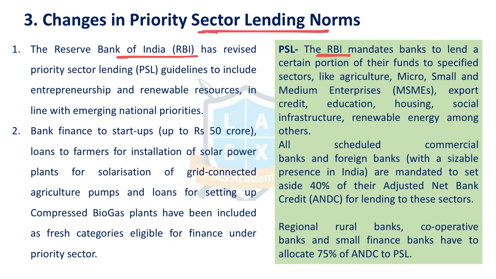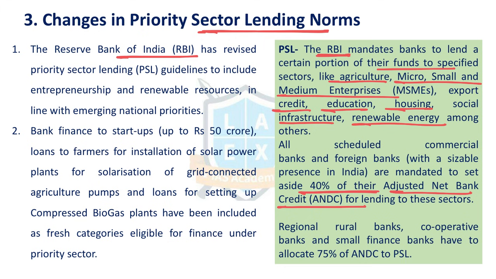RBI mandates all the banks to lend a certain portion of their funds, specifically 40% of their adjusted net bank credit, to the priority sectors such as agriculture, micro, small and medium enterprises, export credit, education, housing, social infrastructure, renewable energy, etc. All the banks, including commercial banks, scheduled commercial banks and foreign banks, have to lend 40%. Regional rural banks, cooperative banks and small finance banks have to allocate 75% of their overall adjusted net bank credit to priority sector lending.